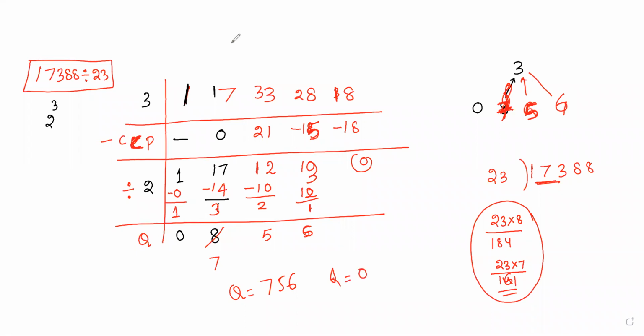But another twist is there. What is the twist? You know, how many digits are in the flag, that many digits after that of the dividend, we have to draw the line.